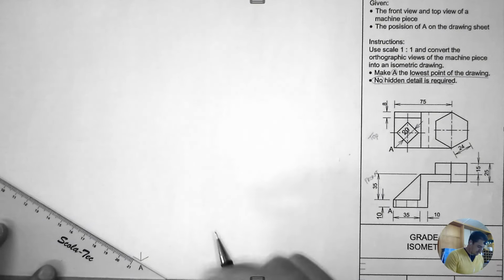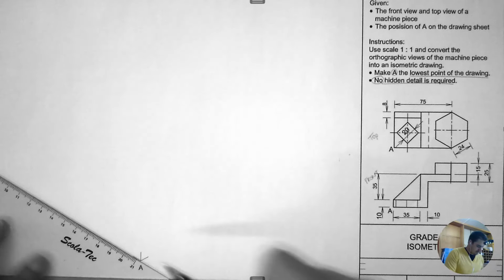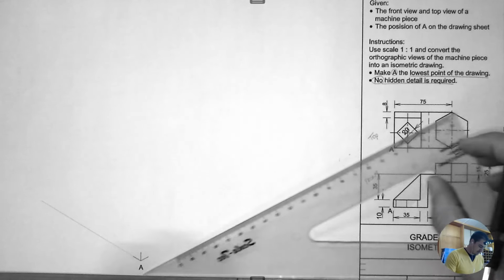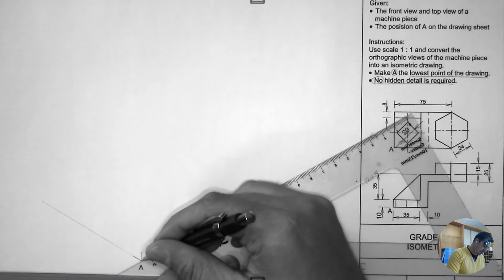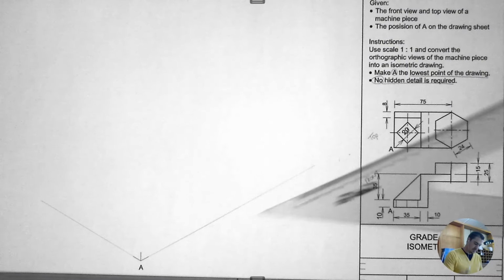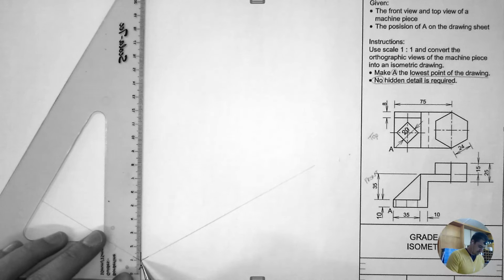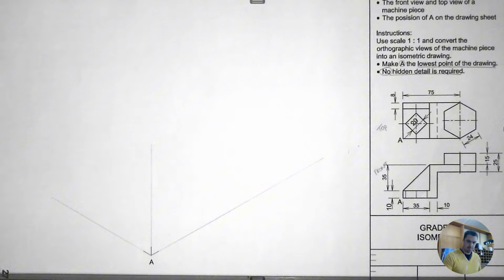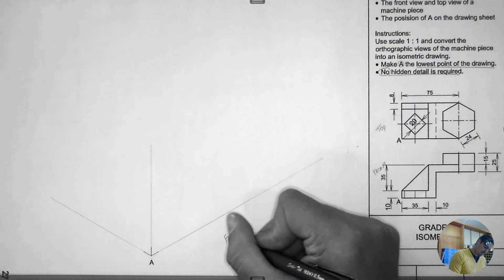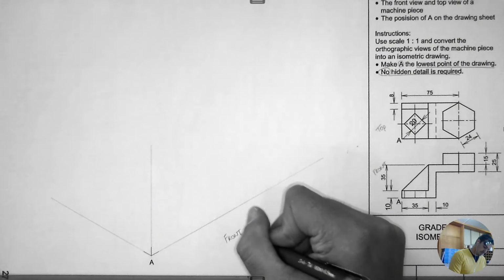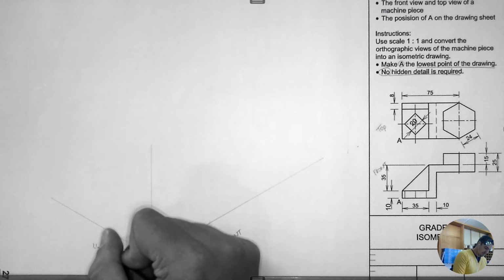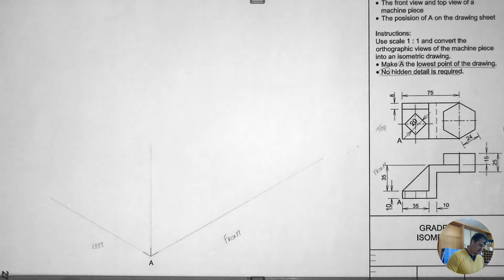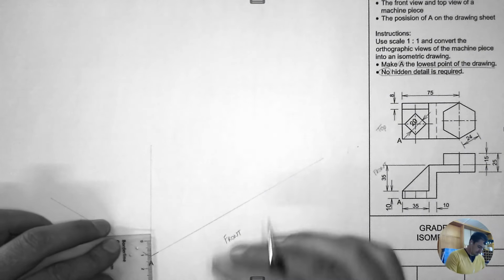First of all, A is going to be the lowest point when you start. Isometric meaning 30, so 30-degree angle that we use here. Having a look and see where your front view is going to be. Technically, if you look at your drawing, that's the front view, and on the left is the left view, because it's third angle orthographic projection.